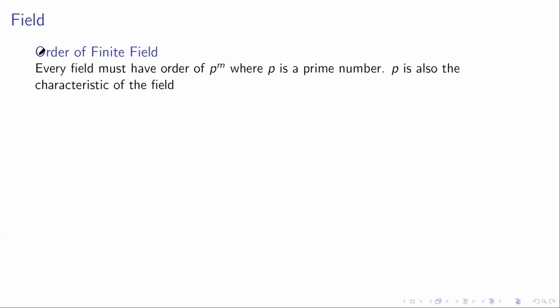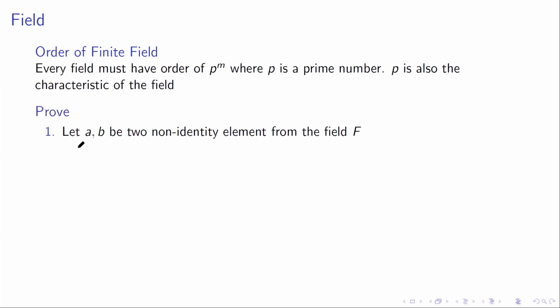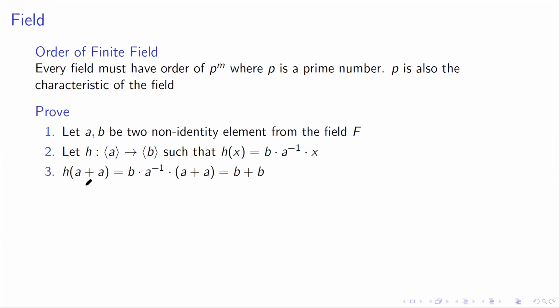Order of a finite field. Now we are going to prove why every finite field must have an order of prime power. Let a and b be two non-identity elements from the field, and let h be a function, and then we prove that this is a group homomorphism, such that h(x) is equal to b times a inverse times x. So we just define the function first, and now we want to prove the homomorphism.